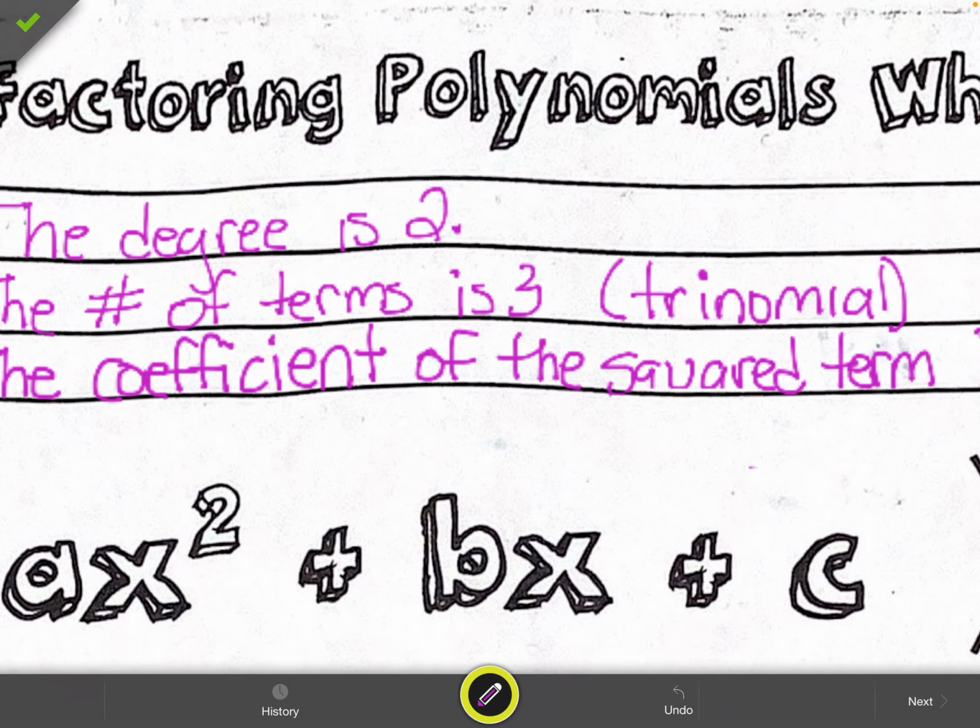All right, so today we're going to continue factoring polynomials. There's just one thing that's going to look a little different when you first look at the problem, and then the steps change just a little. So let's look up here.